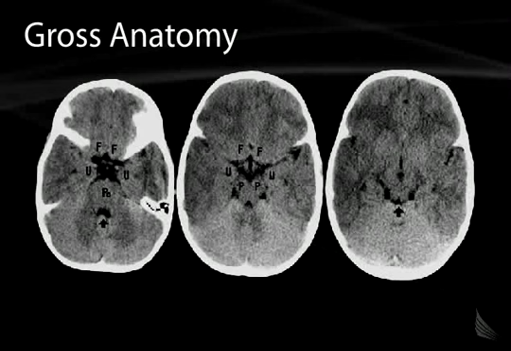So what we look at here is a CT scan, and you can see from left to right we're going from inferior to more superior as a transverse view or axial view of the brain.